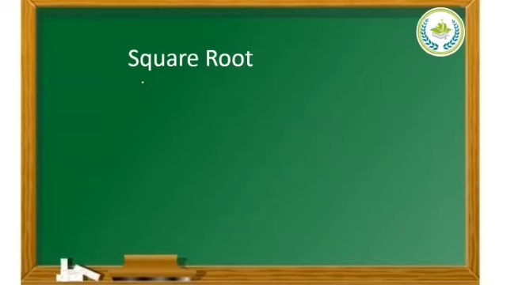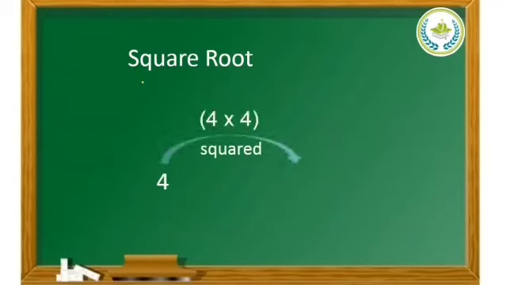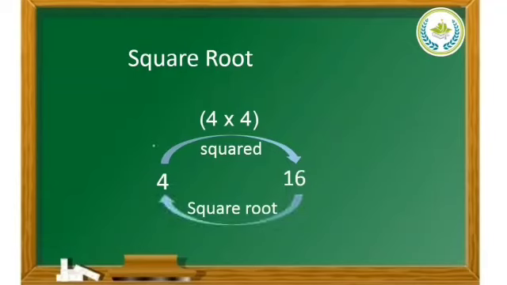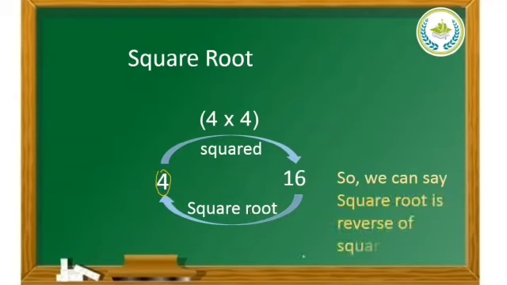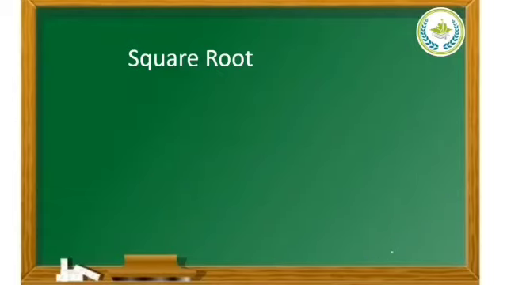I have taken a number 4, and when we square 4, we will get 16. And when we take the square root of 16, we will get 4 as our answer. So, we can say square root is the reverse of square. Now, how can we represent square root?